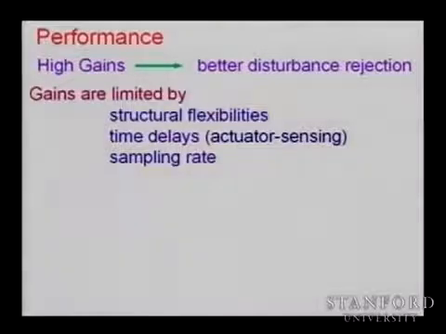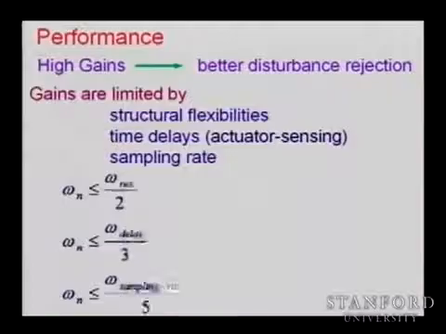So here is a rough idea about the limitations you have. If we take the lowest resonant mode of your system, you have to make sure that your omega n is lower than half of that resonant mode in order to avoid catching those structural flexibilities' resonant mode. In terms of delays, you are also limited to 1/3 of the frequency of the delays.